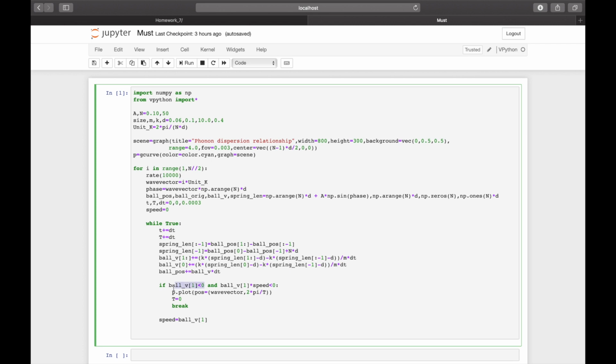In the minor if statement, while the velocity of the second ball is less than 0 and the current velocity times previous velocity of the second ball is less than 0, the graph will be plotted. We have the wave number and angular frequency on the xy axis. The upper t will be initialized to 0 as the graph has been plotted since we are considering each period of their motion separately instead of cumulatively. In the last line, we update the velocity of the ball every time the while loop runs.